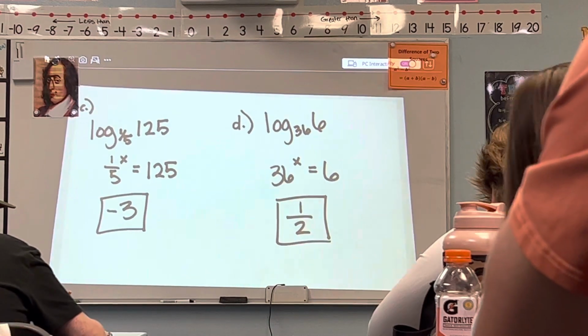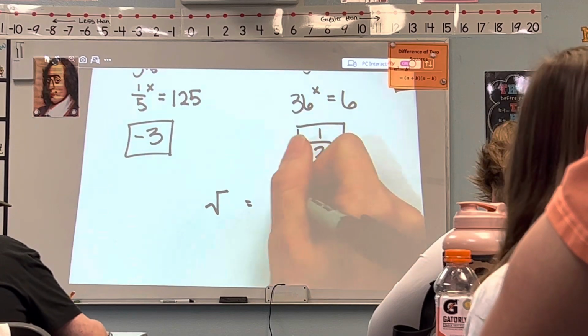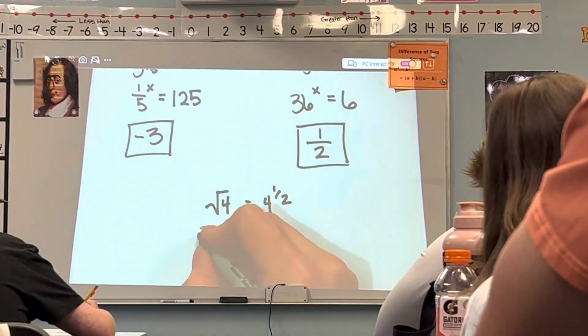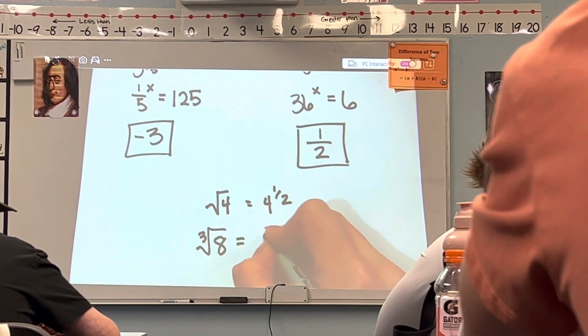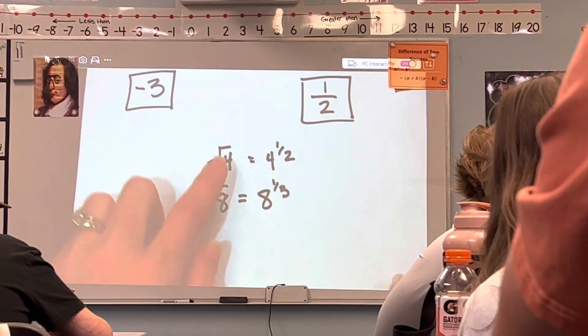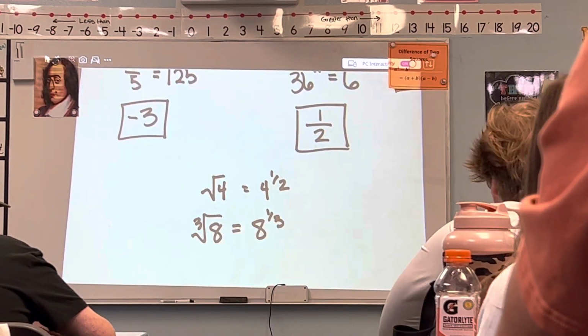So remember that square root is the same as something to the 1/2 power, like 4 to the 1/2 power. Cube root is the same thing as 8 to the 1/3 power. So just remember that if you're looking for a root, you can write those as fraction exponents.